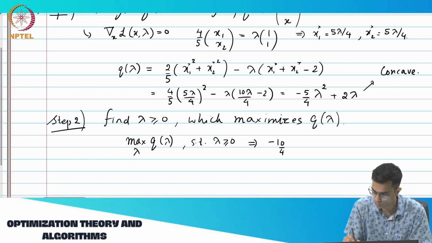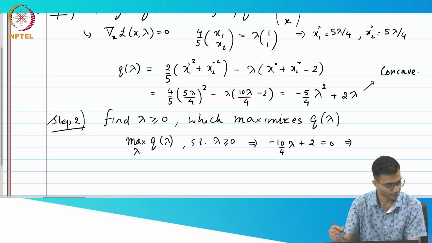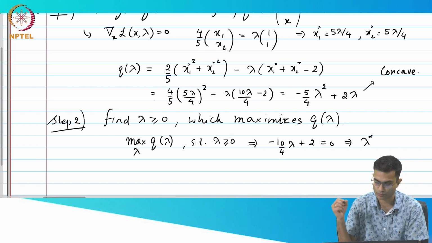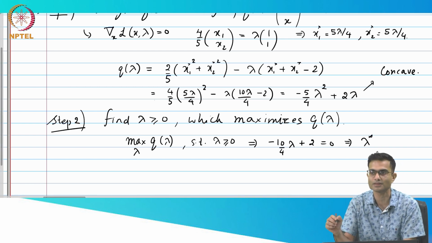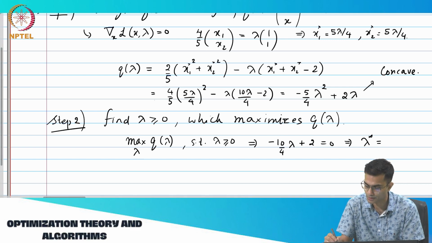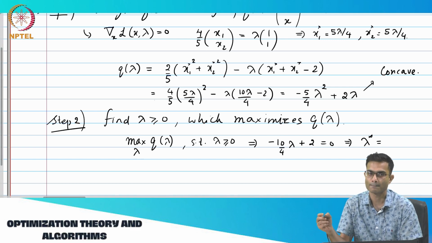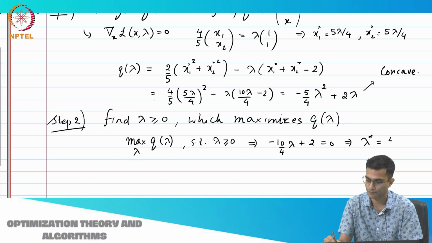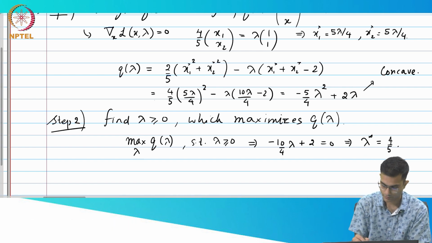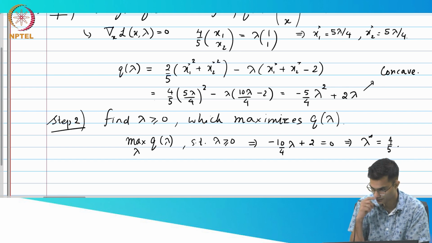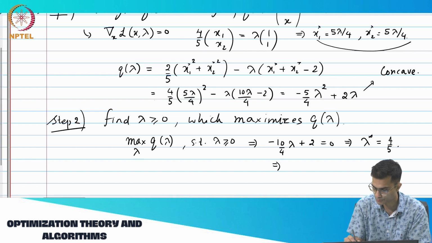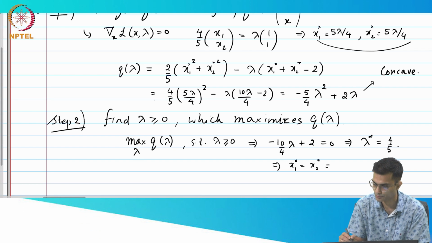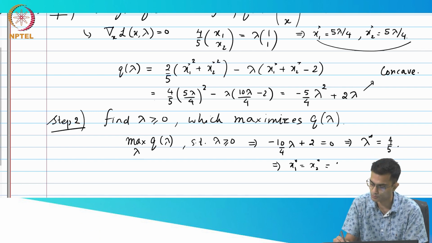So what will I get? Minus 10 by 4 lambda plus 2 is equal to 0. This gives me lambda star, the special lambda that maximizes q of lambda. Lambda star is going to be equal to 4 by 5. And I have this relation over here for x1 and x2. So when I substitute it back, I get x1 star equals x2 star equals 5 by 4 into 4 by 5, which is equal to 1.